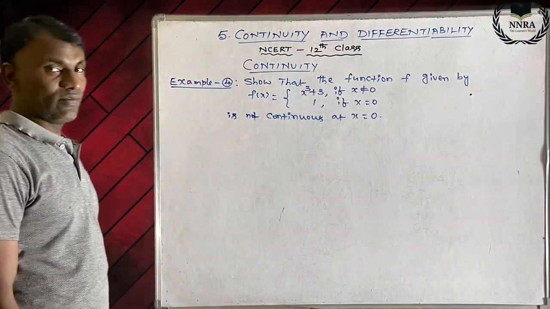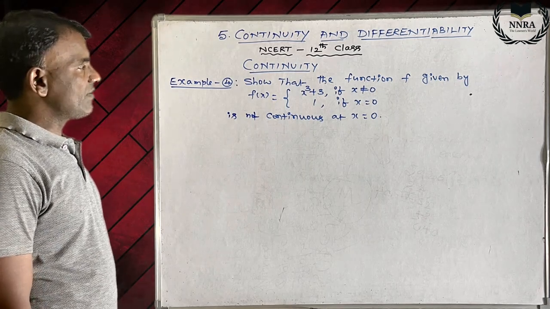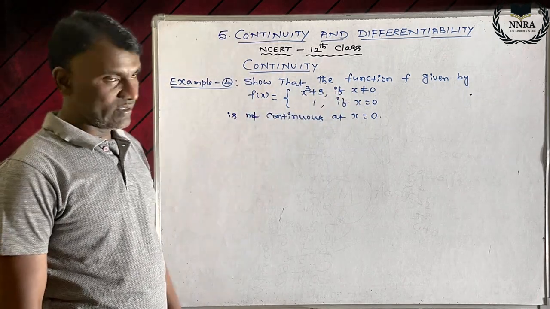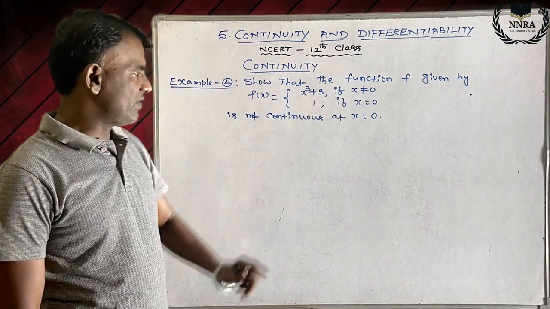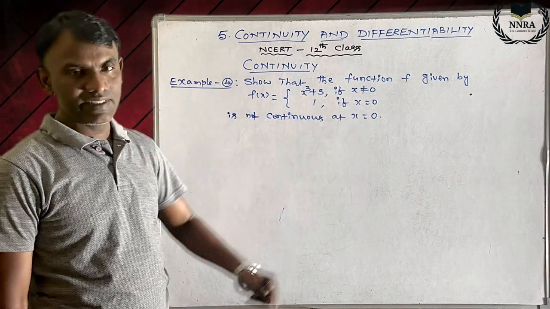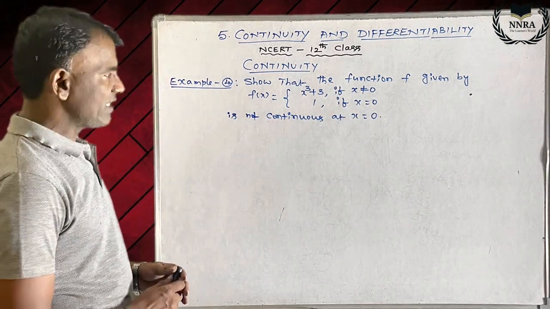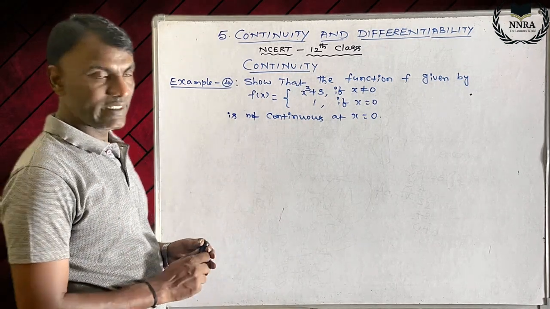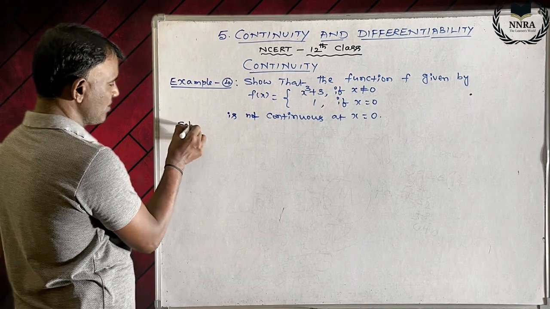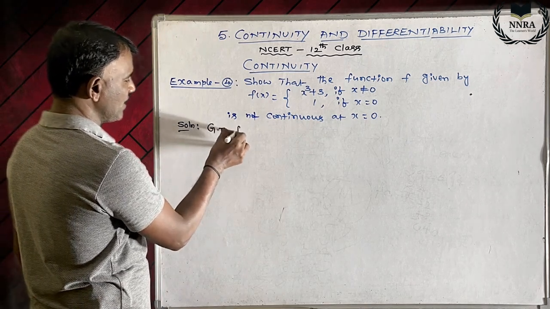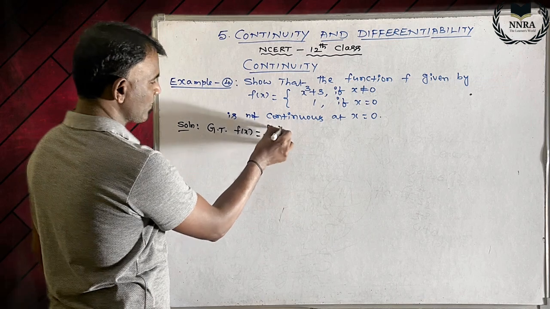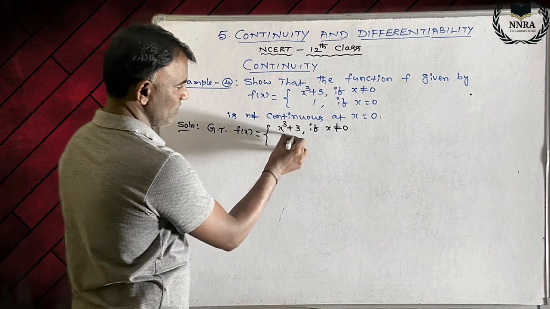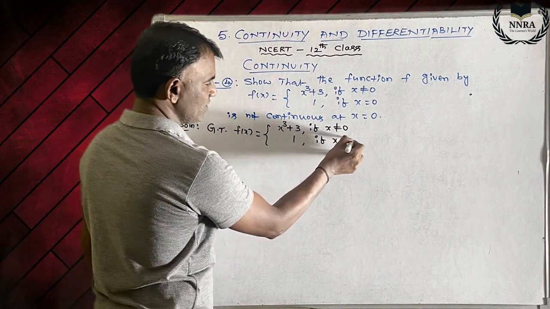Now this is example number 4. Show that the function f given by f(x) = x³ + 3 if x is not equal to 0, and 1 if x = 0, is not continuous at x = 0. Clear? So not continuous means what is the meaning of that? Limit is not equal to value. Got it? So what is the point here? First write the given function: f(x) = x³ + 3 if x is not equal to 0, 1 if x = 0.